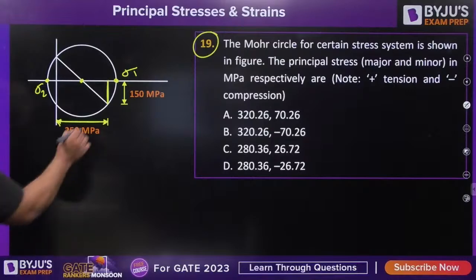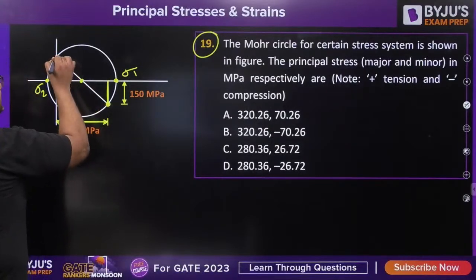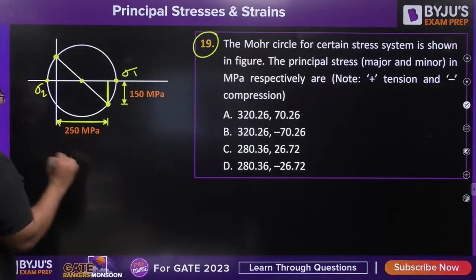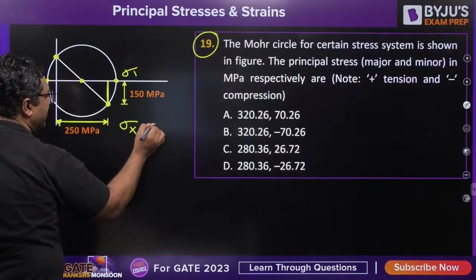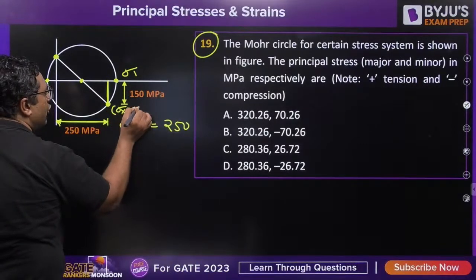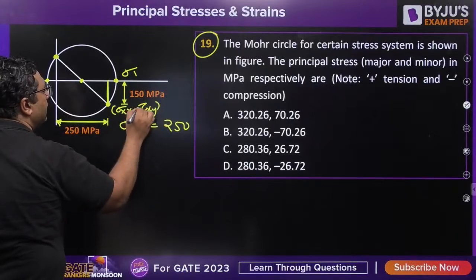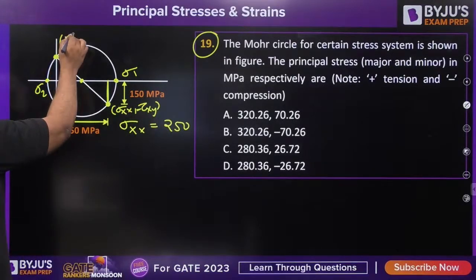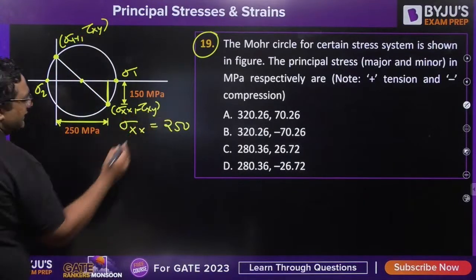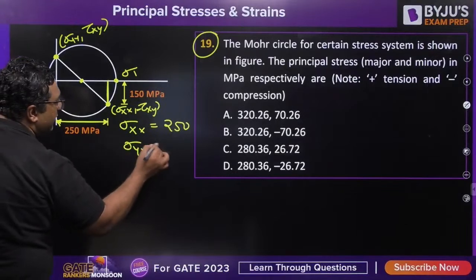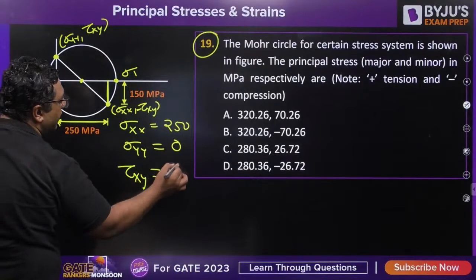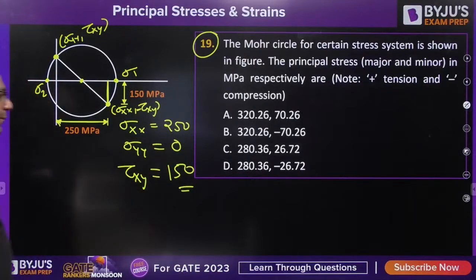If you see, this is one point, this is another point. So when this is the point, you can easily understand sigma xx is 250 MPa because this point is sigma xx comma tau xy. And this point is sigma yy comma tau xy. So sigma xx is 250, sigma yy is 0 and tau xy is 150. You need to find out the principal stresses.